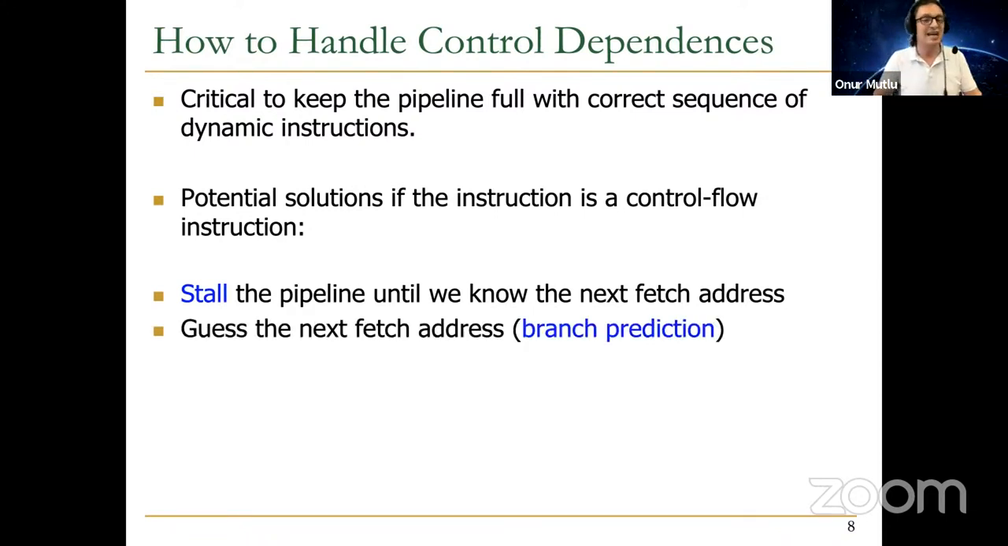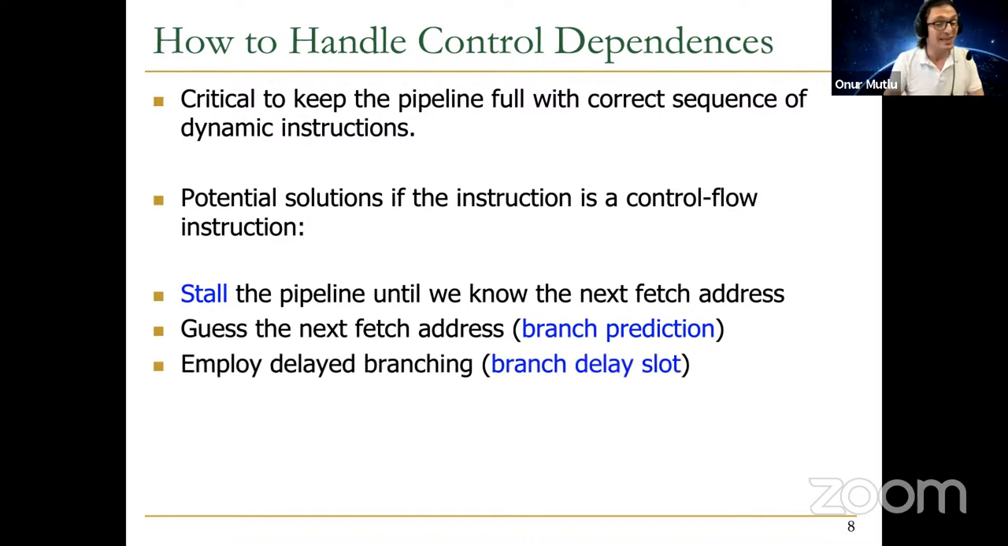You can guess the next fetch address, branch prediction. And we've done it actually, as we discussed earlier. We've predicted the branch as not taken in our earlier lectures about pipelining. We're going to do better in this lecture, basically. Can we do better than not taken prediction? But we're going to also cover some basics of branch prediction before we get there.